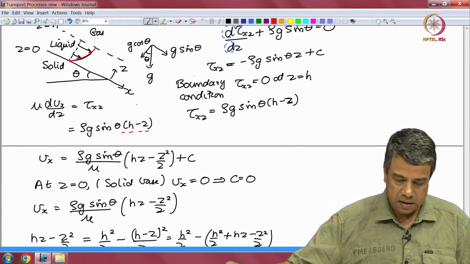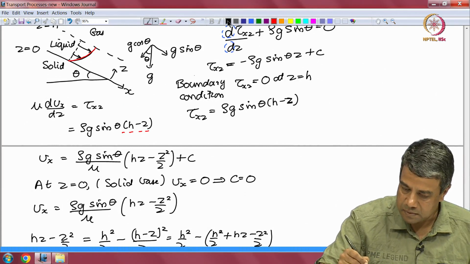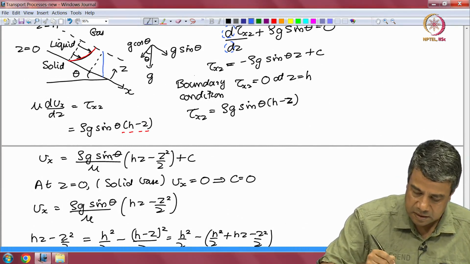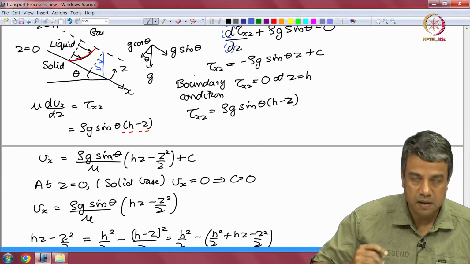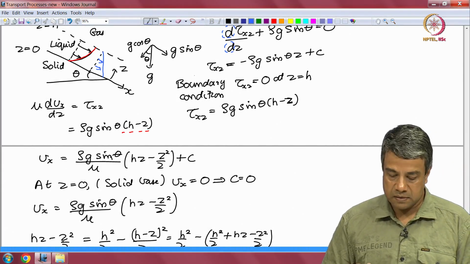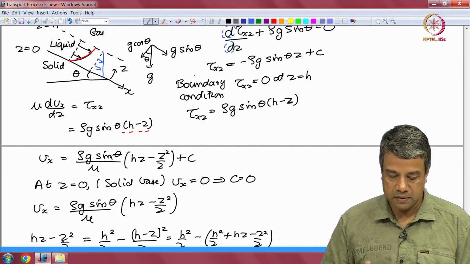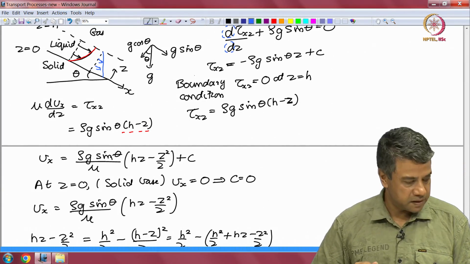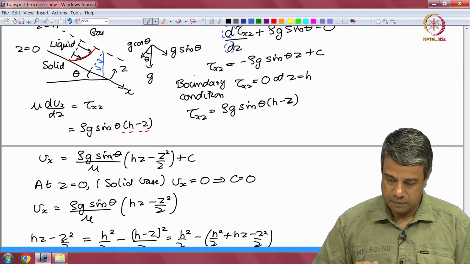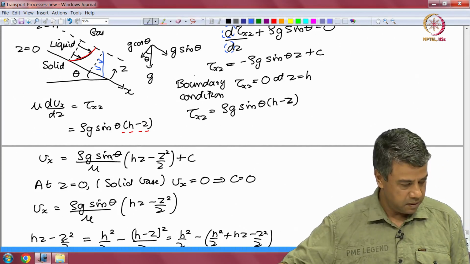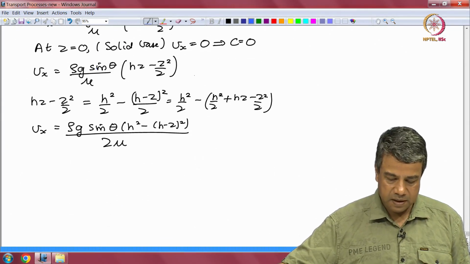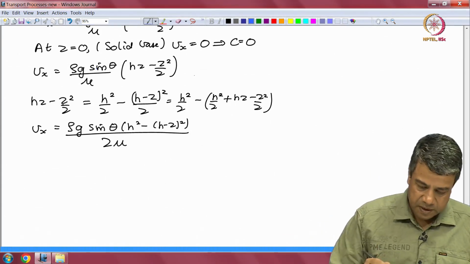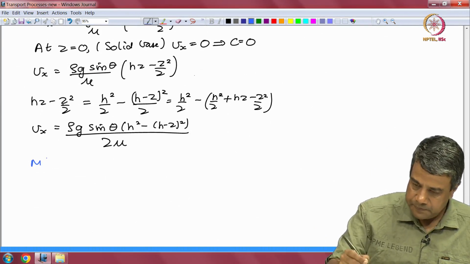And note also that the shear stress actually increases linearly with distance from the base. If I plot the shear stress, it is actually increasing linearly. It is equal to 0 at the surface and it is equal to a maximum at the base, that is it is equal to rho g sin theta at the base and is equal to 0 at the upper surface. So, now that we have this, we can now calculate what is the maximum velocity.